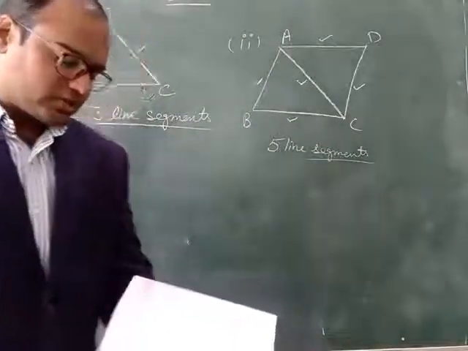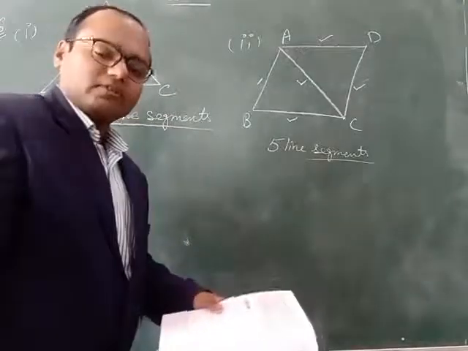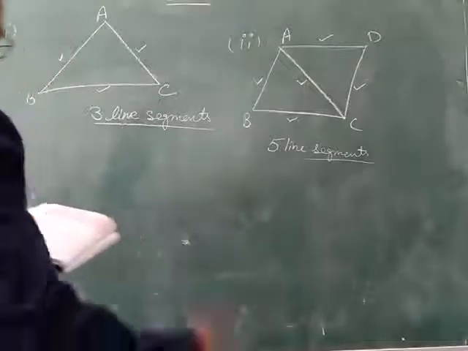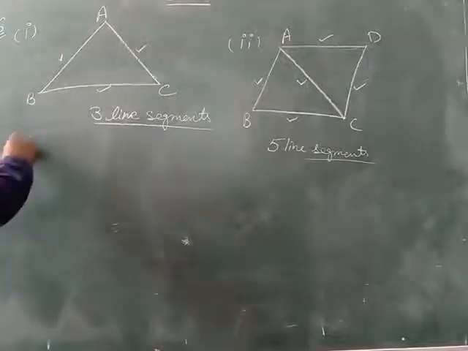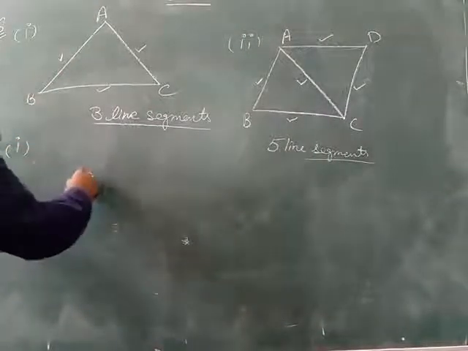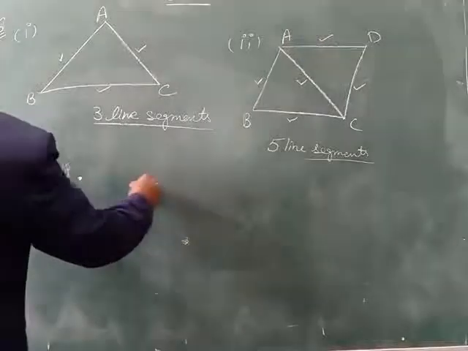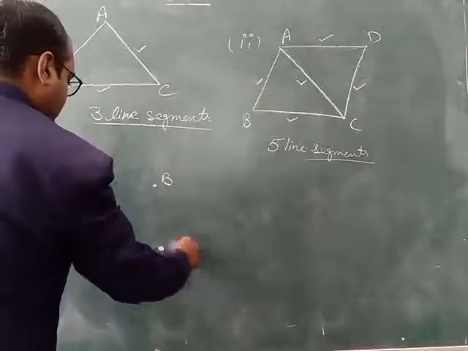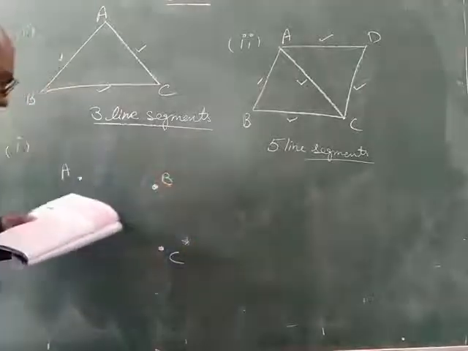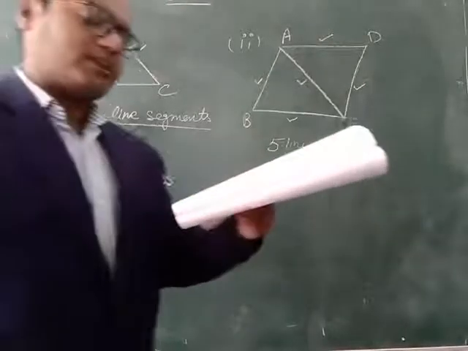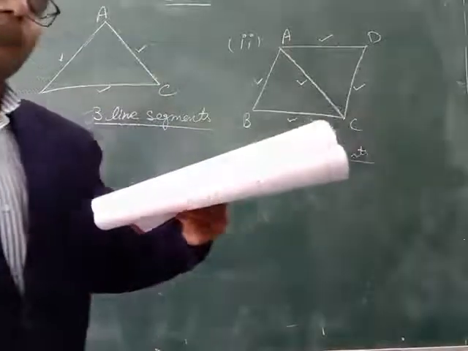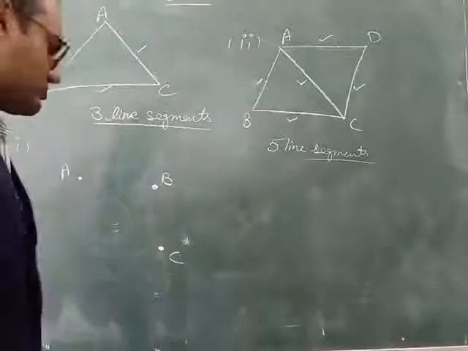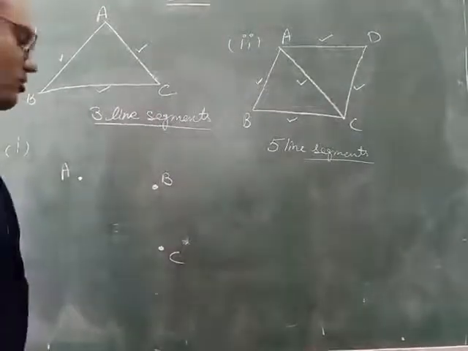Now see the next question. Question number 7. In the 7th question, points are given. Point A, point B, point C. And the heading is how many line segments can be drawn with any 2 points as the end points. Also draw the line segments. We have to draw them and also write how many we can draw.